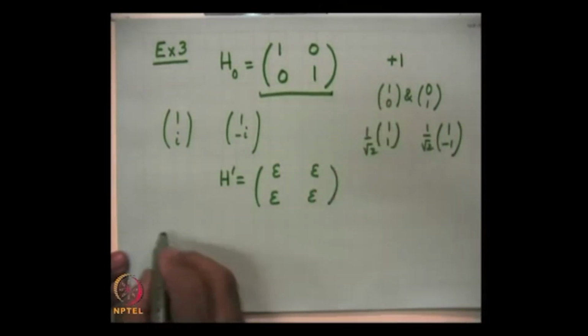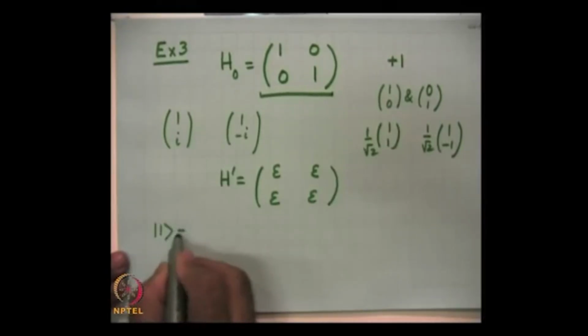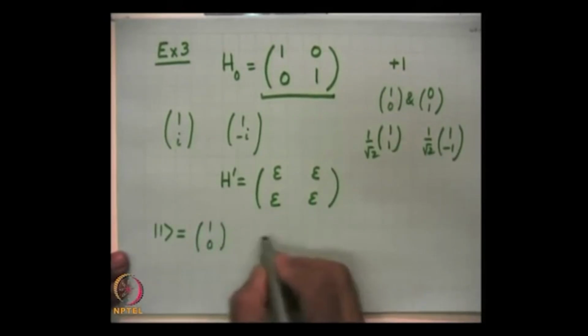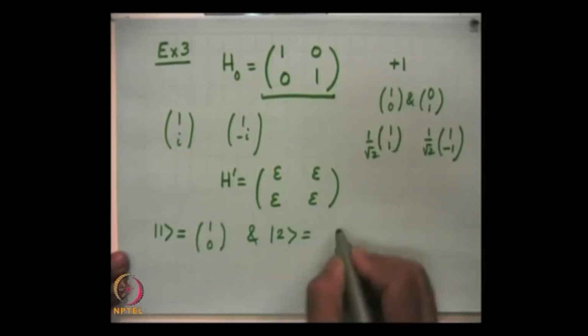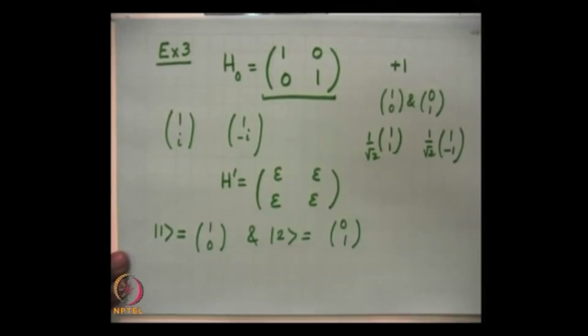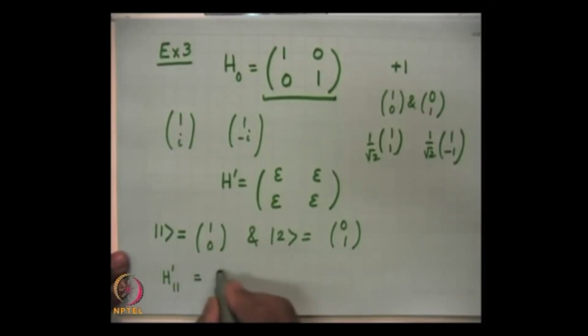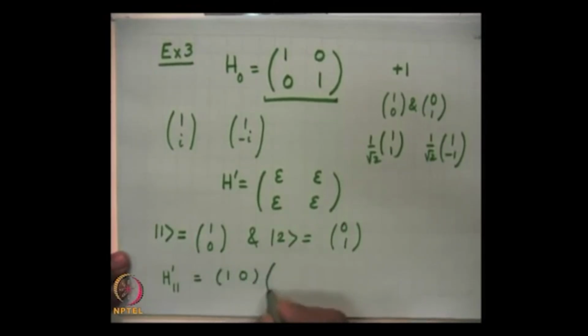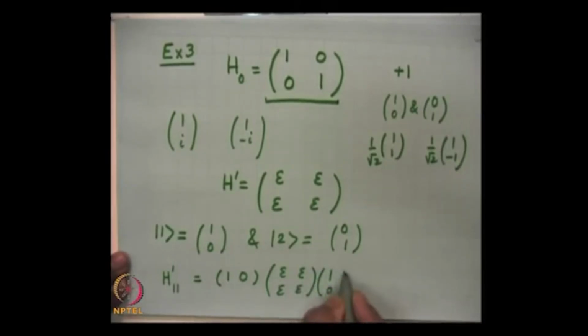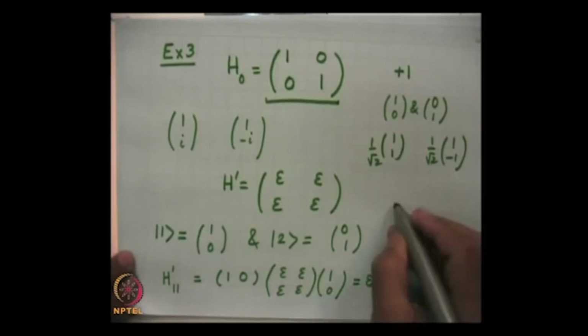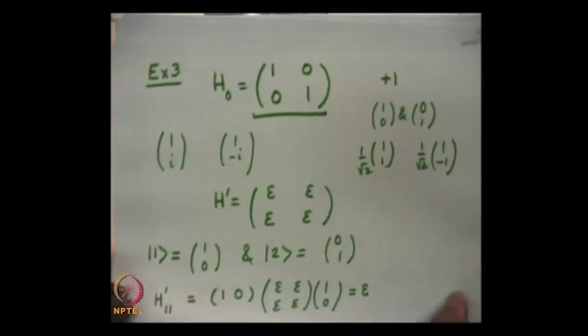So, let me choose these as my base kets, that is ket 1 is equal to (1 0) and ket 2 is equal to (0 1). Therefore, H prime 1 1, I have to calculate all 4 matrix elements. H prime 1 1 will be (1 0) times the matrix (epsilon epsilon; epsilon epsilon) times (1 0). So, this will come out to be epsilon. Similarly for H prime 2 2, H prime 2 1, everything.